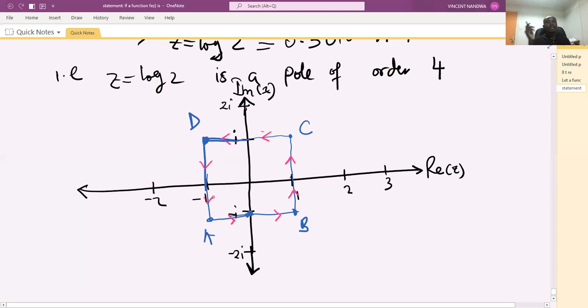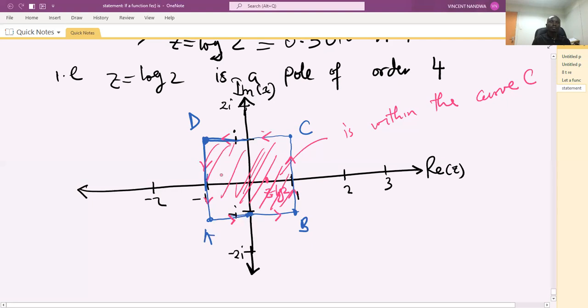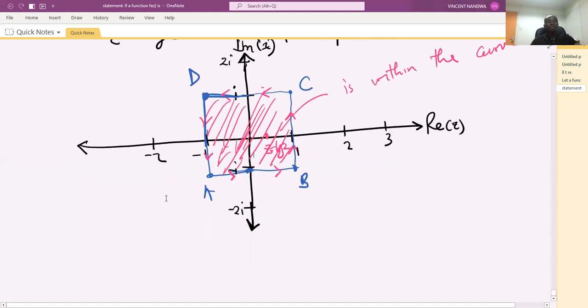So we have found z equals 0.3, which is a value within here. So this way I have the z, which is log of 2. So the point is within the curve C, within this region here. So because the value is within the region, then we have to use the Cauchy's integral theorem for the derivative because the pole is of order 4.